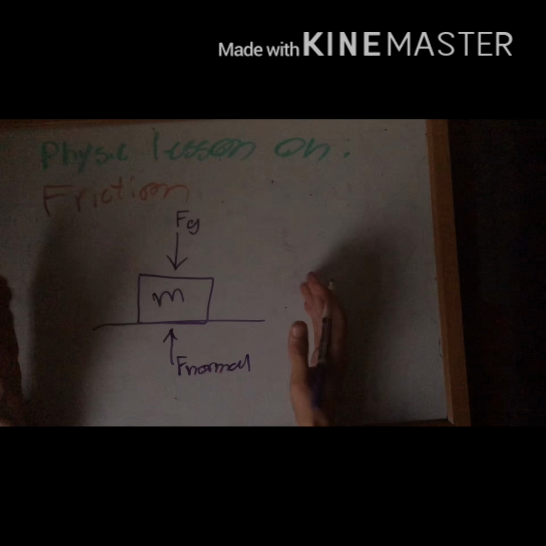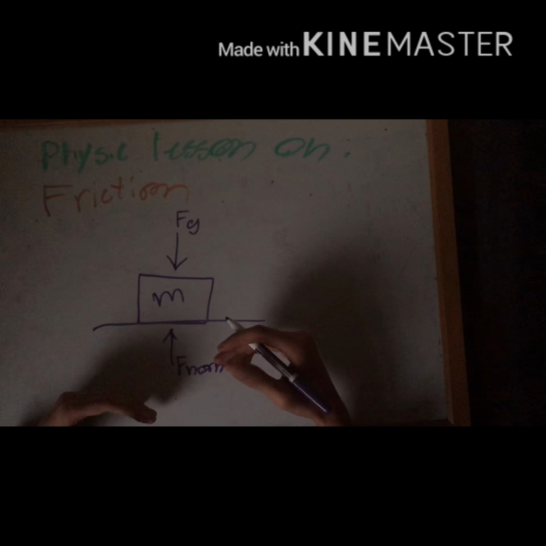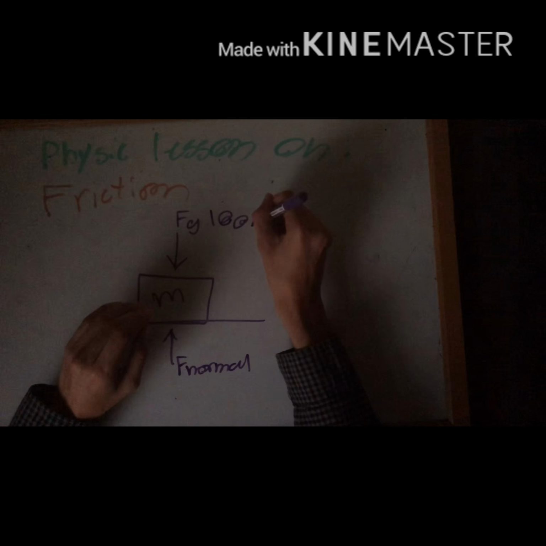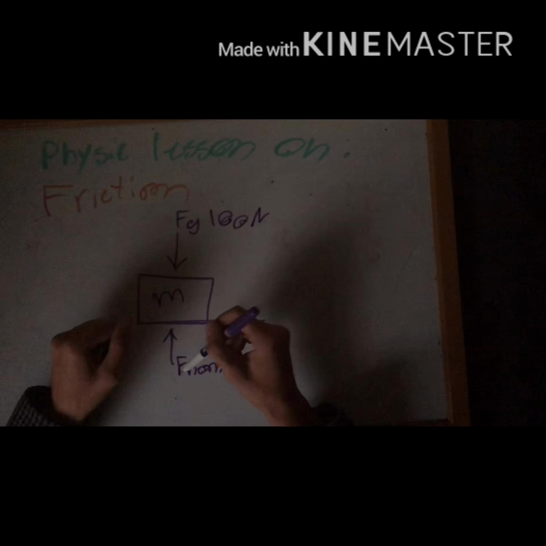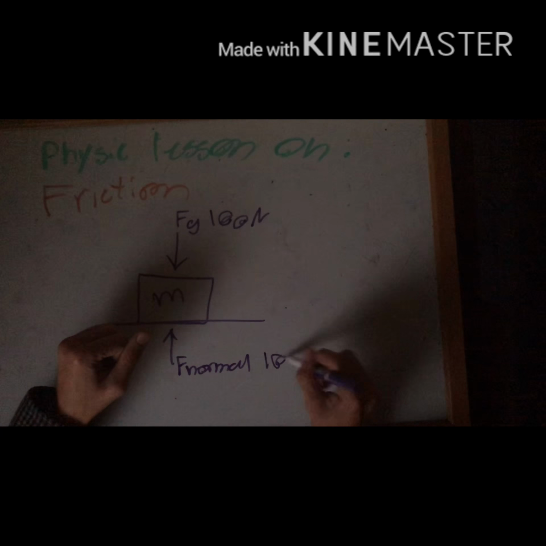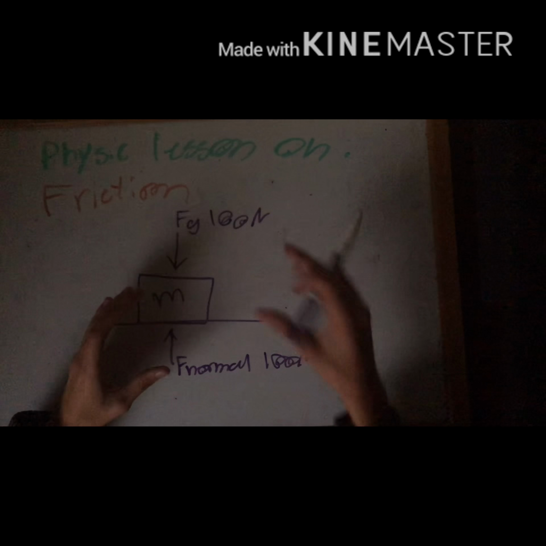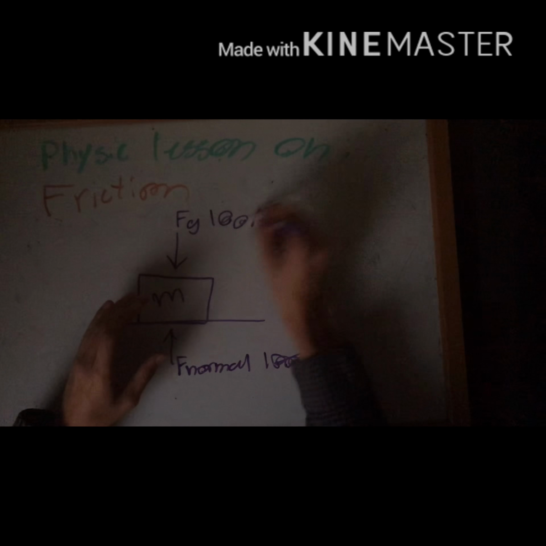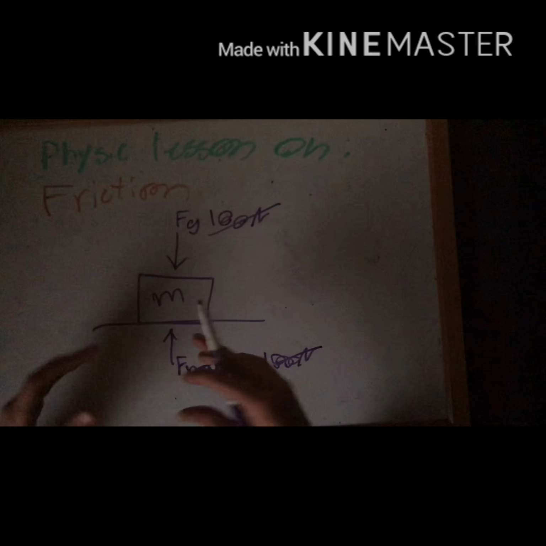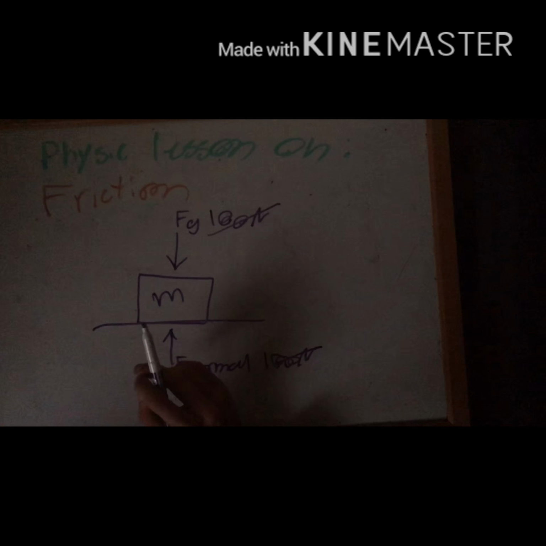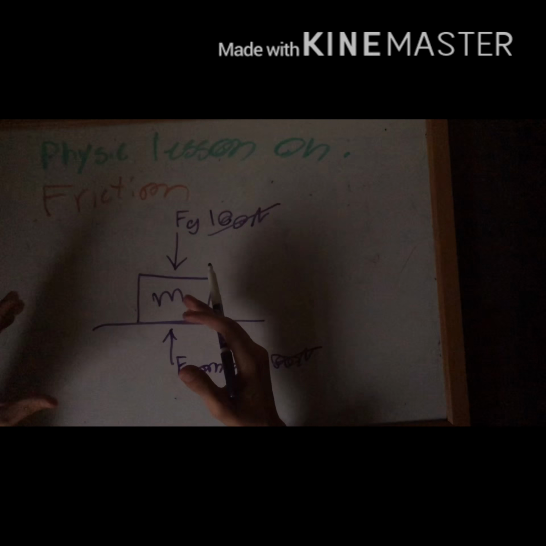On a flat surface, these two forces tend to equal out. So let's say this was 100 newtons. Since the force of gravity up here is 100 newtons, the normal force also has to be 100 newtons. And since these two forces equal the same thing, they cancel each other out, being zero. Objects just stand there.